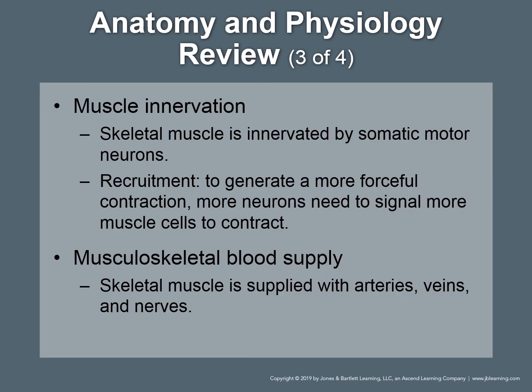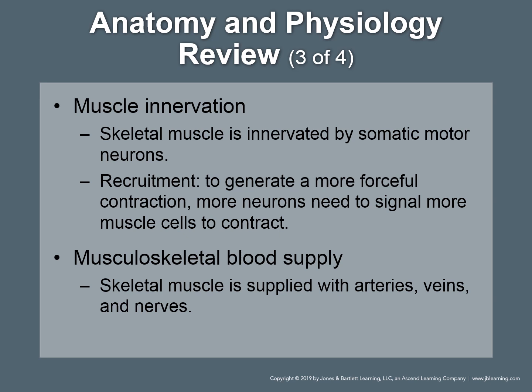Muscle innervation. Skeletal muscles are innervated by somatic motor neurons. And all that means is skeletal muscle moves because of somatic motor neurons. And then muscles recruit those different electrolytes or signals to generate a more forceful contraction. What recruitment means is where you have more than one muscle or muscle fiber, a group of fibers working together to cause that muscle to contract. You're always stronger when more muscles work together.